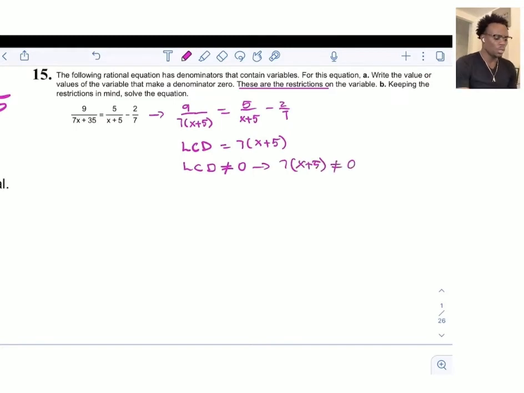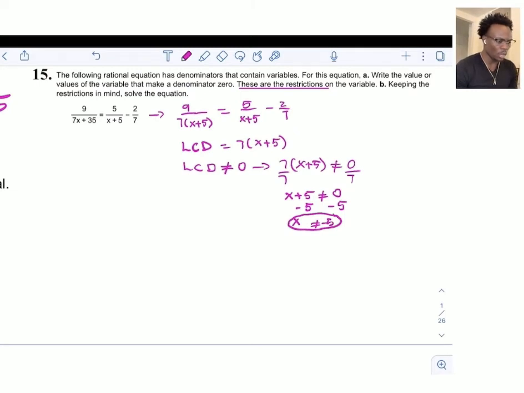And then you go ahead and solve, isolate x in this inequality. So we divide by 7. So that's x plus 5 not equal 0, and then subtract 5 on both sides, x not equal -5. So the restriction on the variable x is that x cannot be -5.